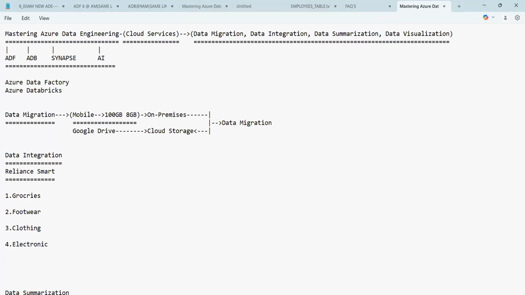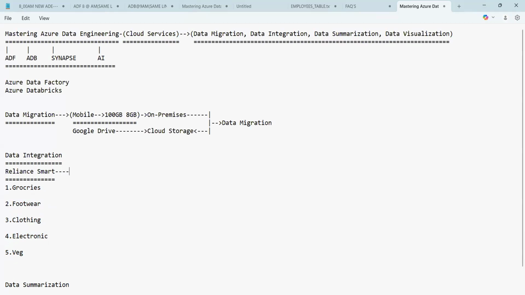Many products are available in the Reliance Smart. Even the vegetables we are getting right now. But can you tell me any product that is owned by the Reliance Smart? No, it is not owned by the Reliance Smart. They buy it from the respective vendors, or we can say manufacturers, and make it available at the store they are running, for facilitating the customers.